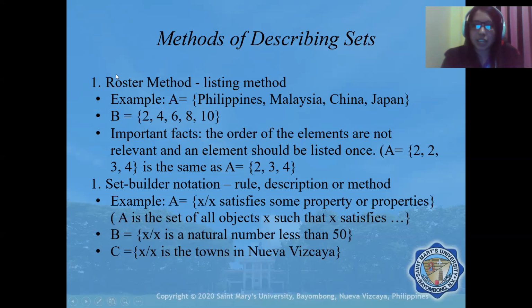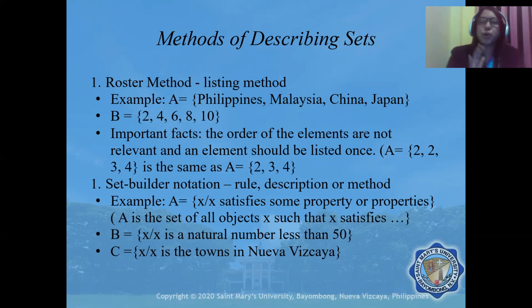In the upper part of our slide, it is the roster method, or the listing method. We use capital letter A is equal to, and then the curly bracket. We have, for instance, countries like Philippines, Malaysia, China, Japan, or set B contains the elements 2, 4, 6, 8, and 10.